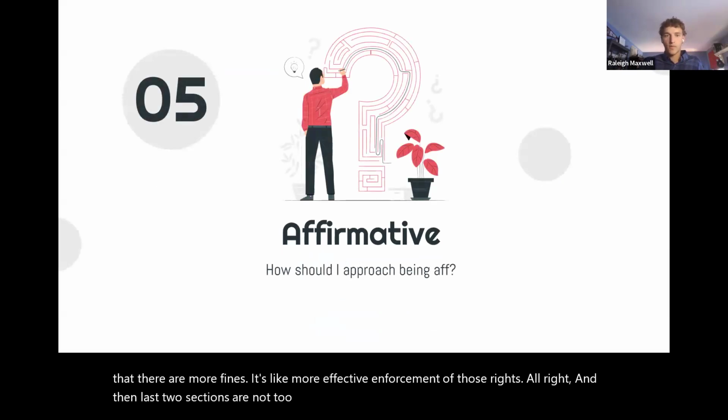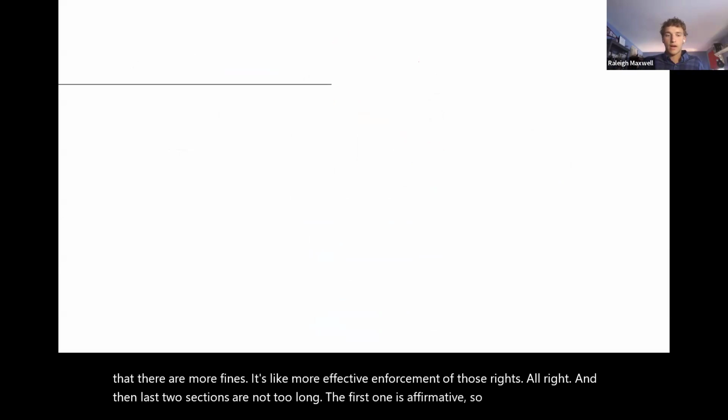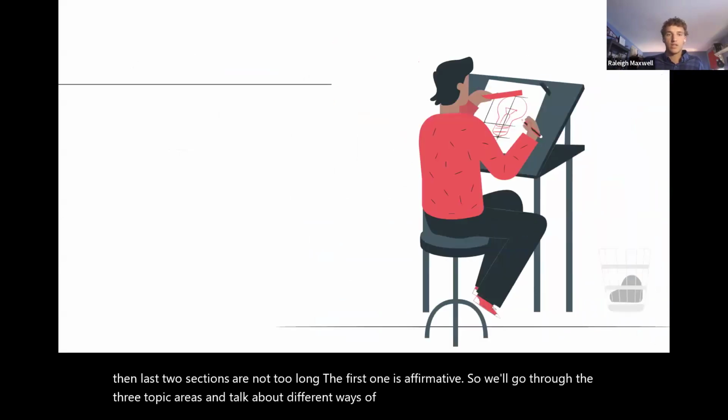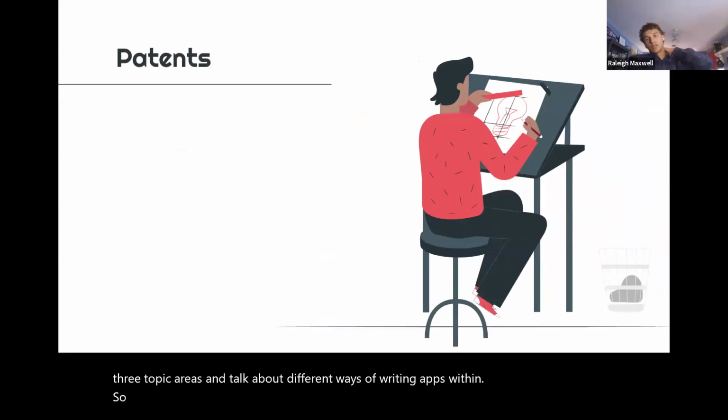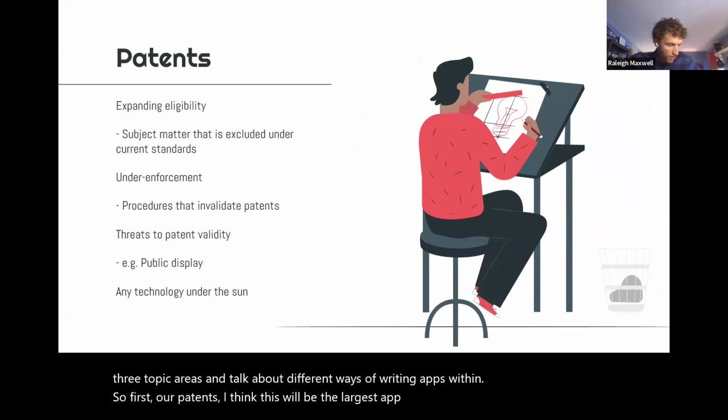The first one is affirmative. So we'll go through the three topic areas and talk about different ways of writing apps within each of these. So first are patents. I think this will be the largest app area. Big things to think about on patent affirmatives.